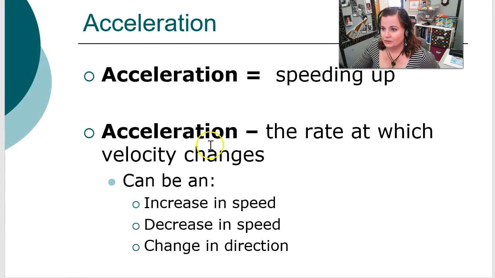Now the next thing we're going to look at is something called acceleration. And acceleration is change in velocity. If something is getting faster or slowing down or even changing its direction, it's considered to be accelerating. An increase in speed, a decrease in speed, or a change in the direction of motion is considered to be acceleration.